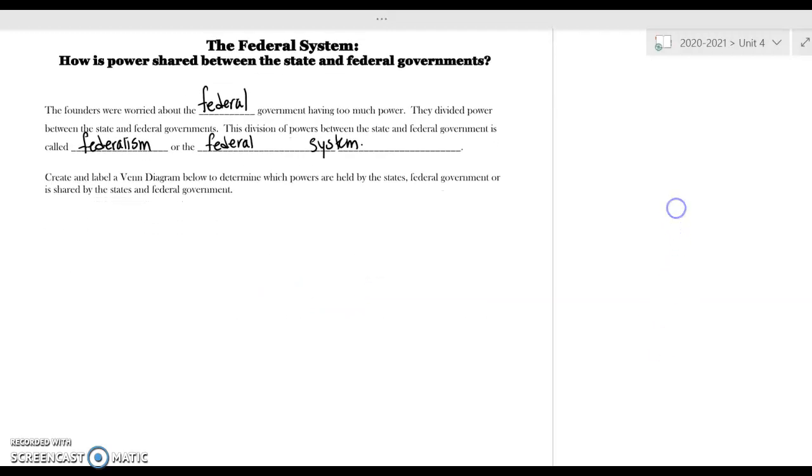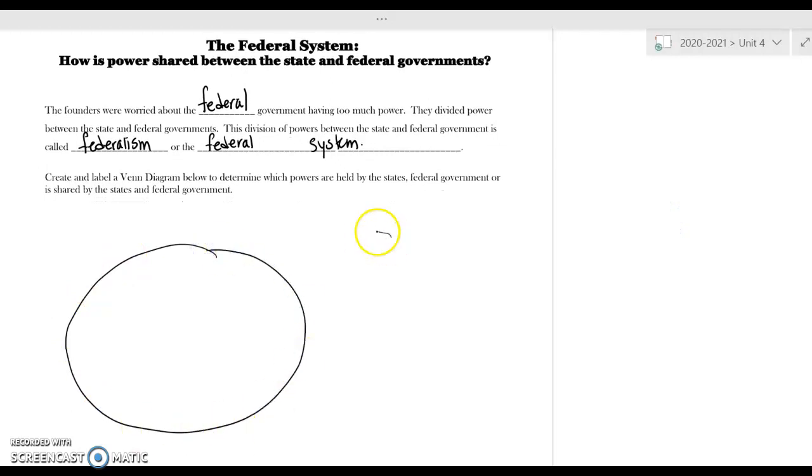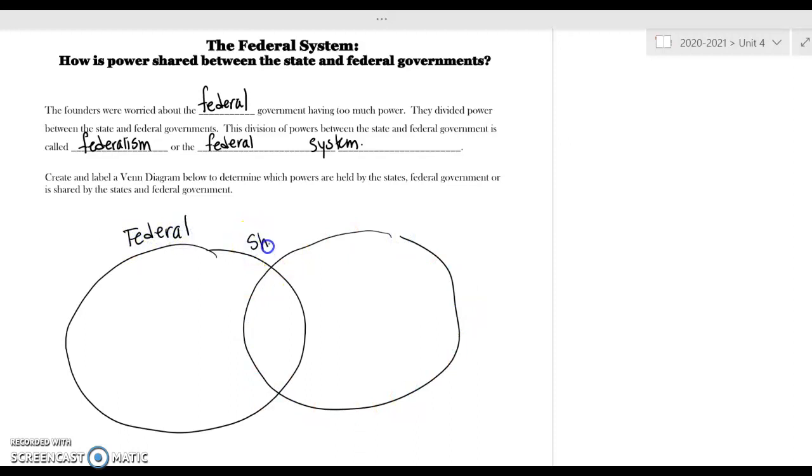So we're going to create a Venn diagram here and see what powers are given to the federal government, to the government in Washington, which powers are shared, and which powers only the states have. So some of them kind of can just intuitively make sense. Only the federal government can print money. That's why you don't have to change money from New York money to Pennsylvania money. We use the same money in all of the states.